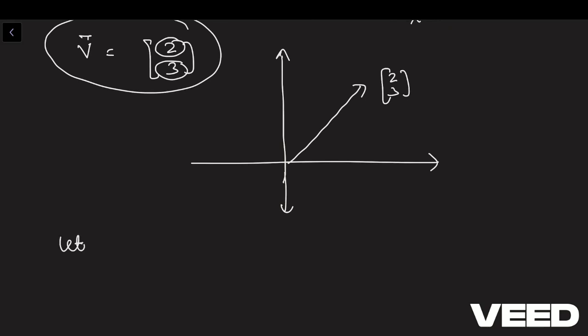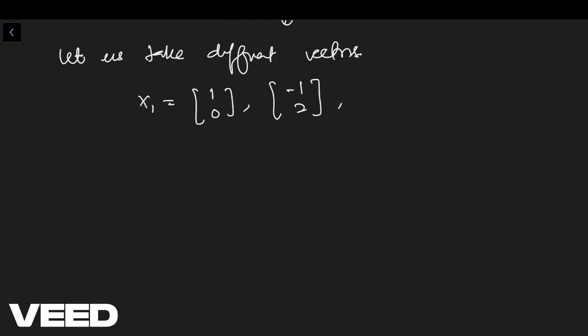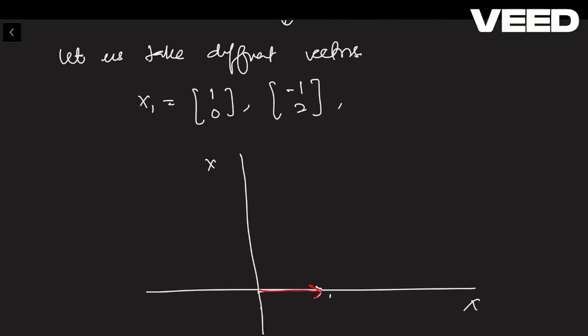now let us take different vectors as an example. So the vectors could be 1 0 and minus 1 2. These are 2-dimensional vectors, and let us plot these vectors as well. So we can plot this very easily on the xy plane. So vector 1 0 is over here, and minus 1 2 is over here.